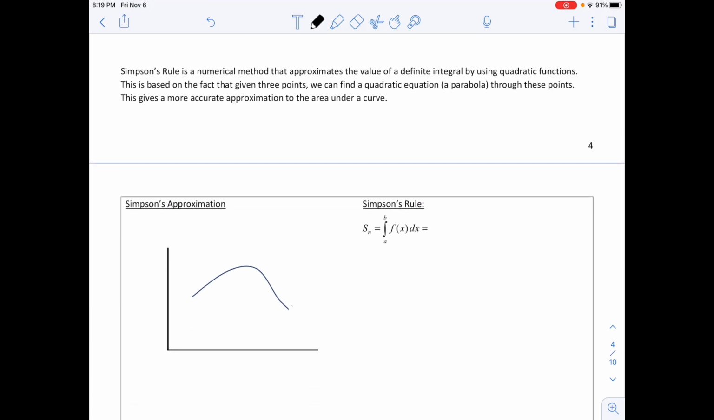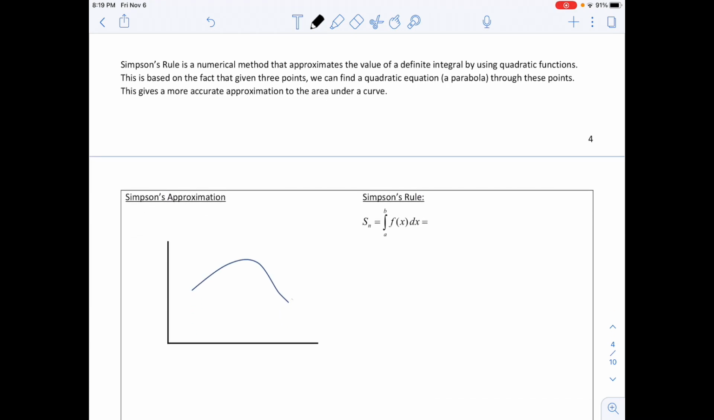So we actually have better rules, and we're going to focus on the next one, which is called Simpson's rule. This is a numerical method that approximates the value of a definite integral by using a quadratic function. This is based on the fact that given 3 points, we can find a quadratic equation, a parabola, that goes through these points. This gives a more accurate approximation to the area under a curve. So this is again called Simpson's rule.